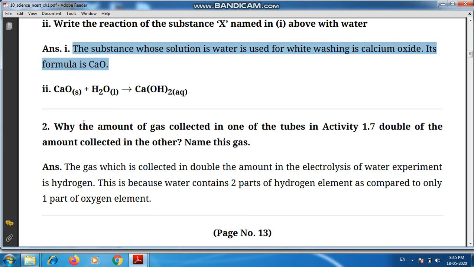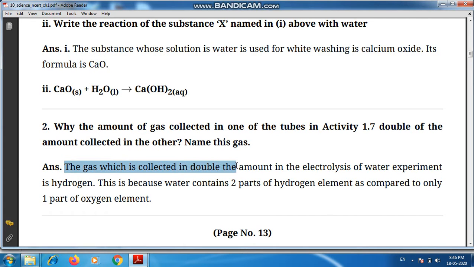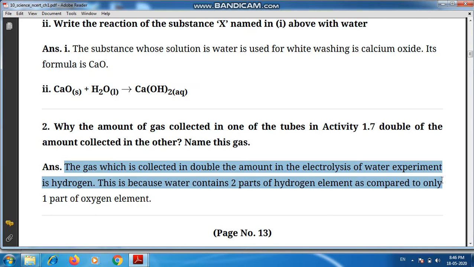Now the second question is, why is the amount of gas collected in one of the tubes in activity 1.7 double the amount collected in the other? Name this gas. That activity was an electrolysis activity, the electrolysis of water. The gas which is collected in double amount in the electrolysis of water experiment is hydrogen.